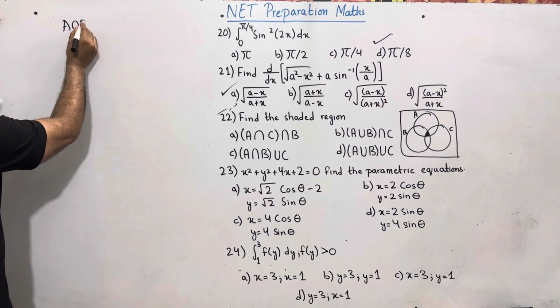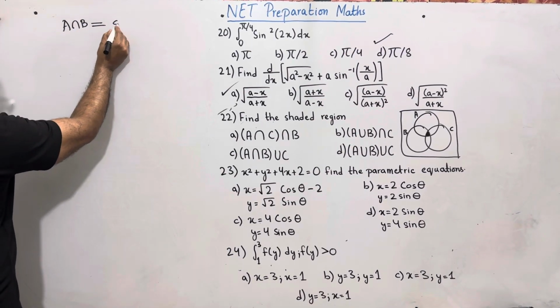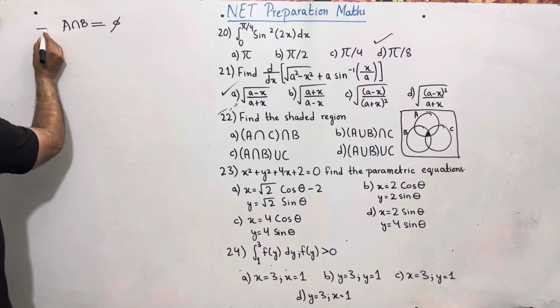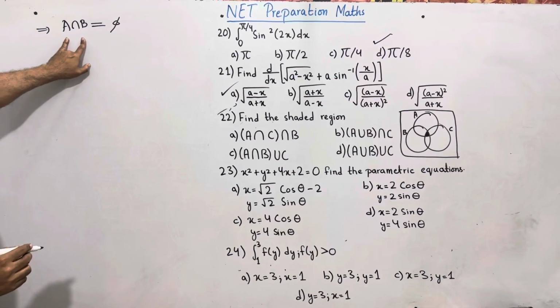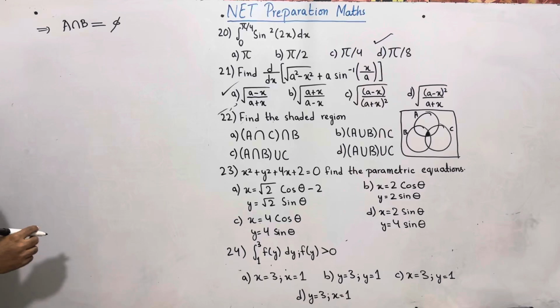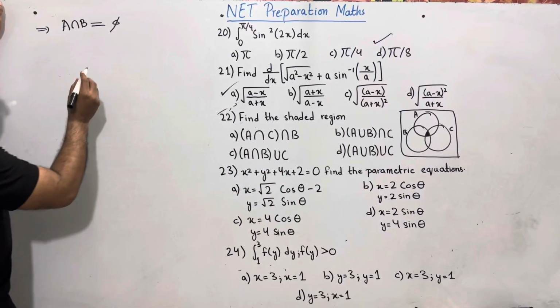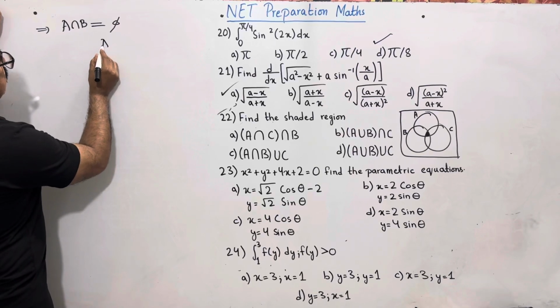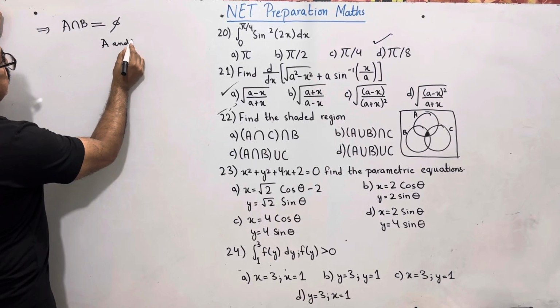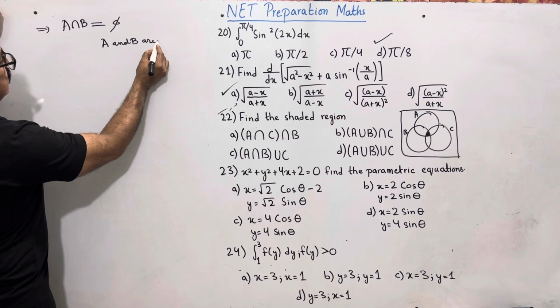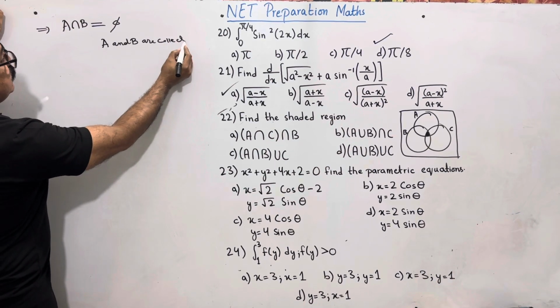The concept mostly asks: if A intersection B is equal to the null set, then what is the relation between A and B? I am giving you an overview of some set theory. A intersection B is equal to the null set, then A and B are called mutually disjoint.